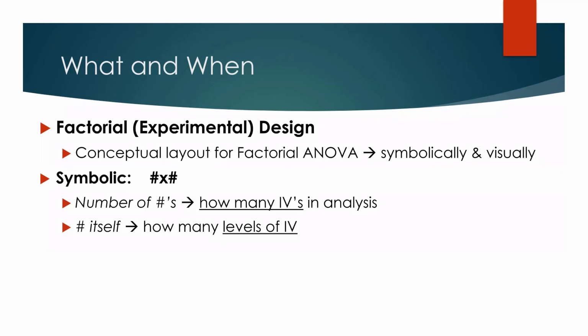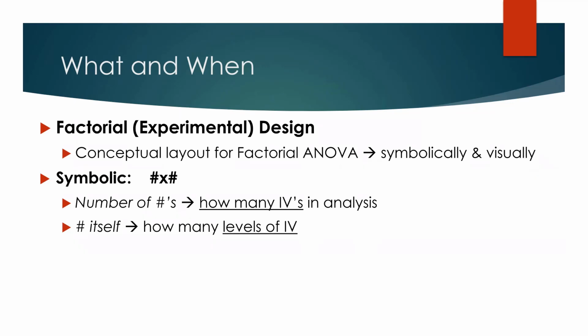Now, something that's specific to the factorial ANOVA that you need to learn is something called the factorial design or the experimental design. Essentially, it's a conceptual layout. Think of it as kind of the blueprint for the factorial ANOVA. It symbolically and visually shows what's going on with the ANOVA. So the way that this is represented is using the notation you can see there below, which is a number times another number. No spacing in between these symbols here.